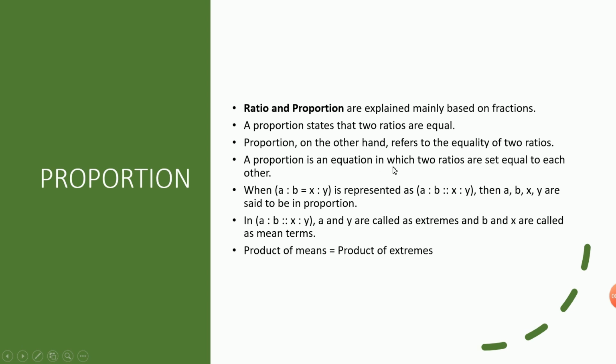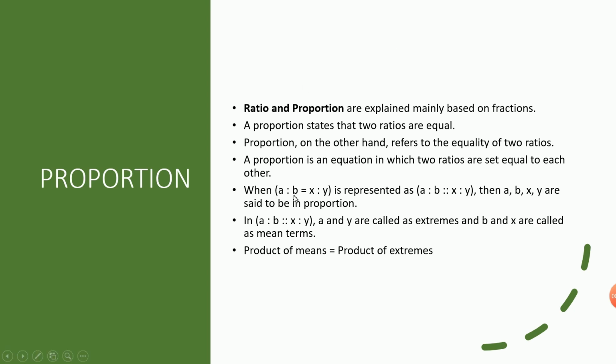So a proportion is an equation in which two ratios are set equal to each other. Please note that in a ratio, equality is not a must. It could be equal or may not be equal. But here two different ratios are equated, to identify the final value.